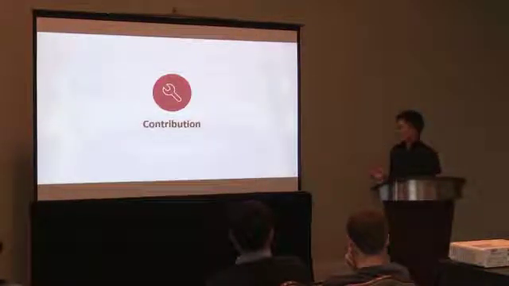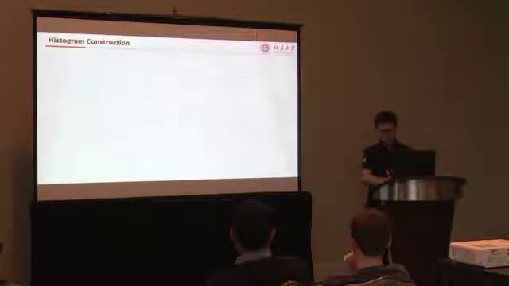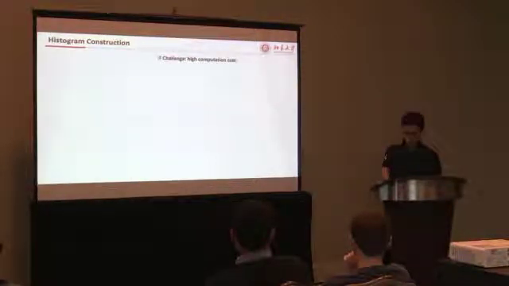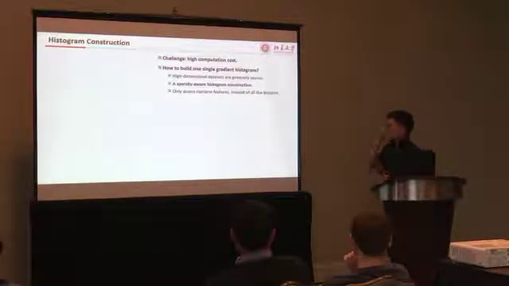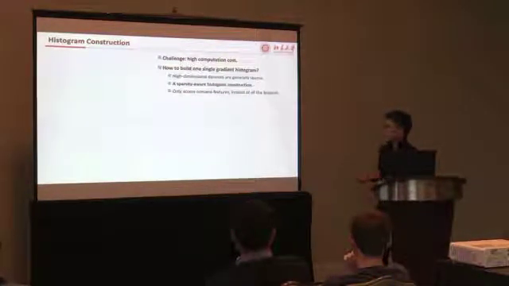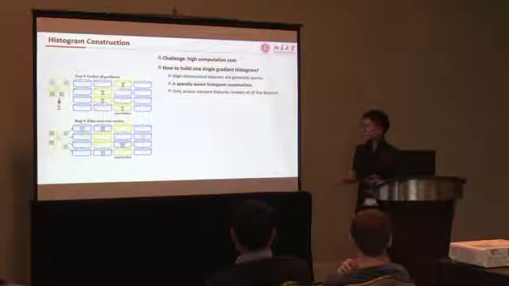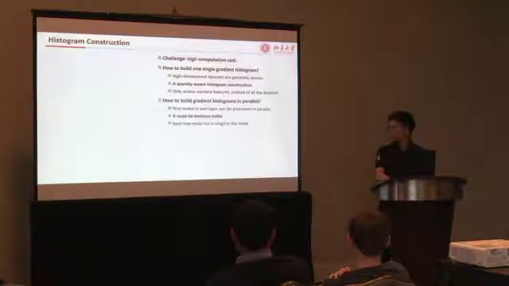So how to solve the challenges in histogram construction and tree splitting? In histogram construction, the challenge is high computation cost. With this scenario, the first question is how to build one single gradient histogram. Considering that high-dimensional datasets are generally sparse, we propose a sparse-aware method that only accesses the non-zero features instead of all features, so we can reduce the computation cost.